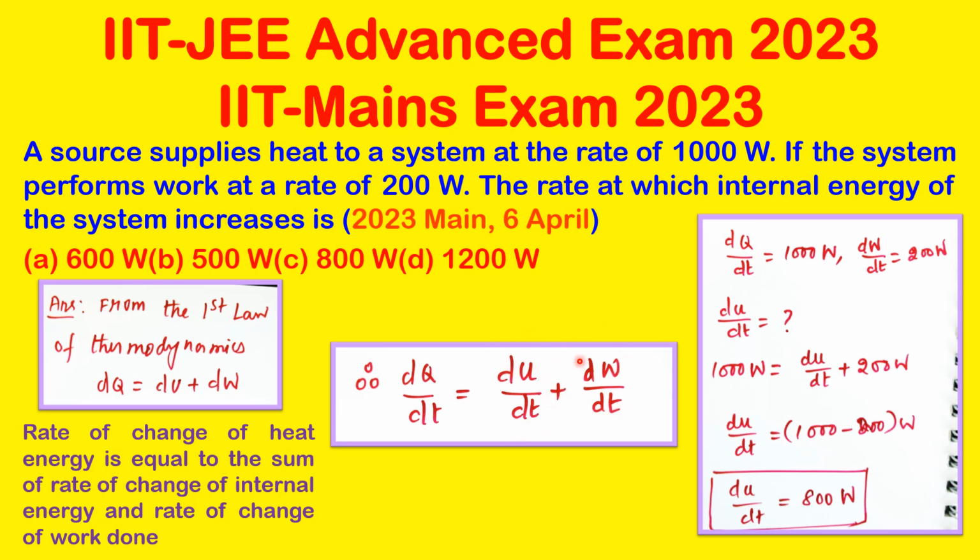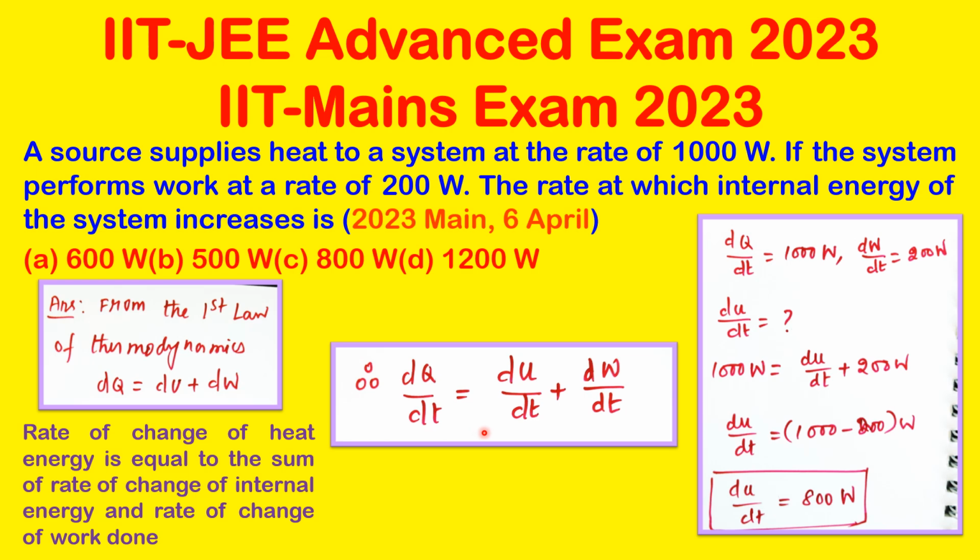We know two of these rates of change. We know the heat supply rate, and we also know how much work is extracted from the system for a given supply of heat energy. Some part of the total heat energy is converted into work, but the remaining part is utilized to raise the internal energy.